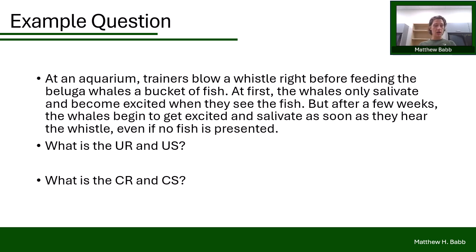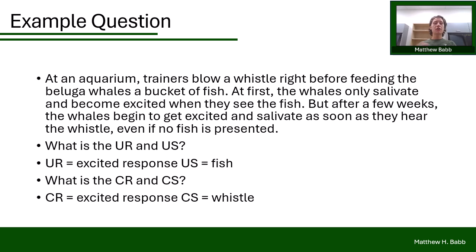But basically, the answer to this question would be that the unconditioned response is this excited salivation response, and the unconditioned stimulus is fish. So fish is causing this natural, excited salivation response. But then the conditioned stimulus becomes the whistle, right? Originally the whistle was neutral, but after repeated pairings, it becomes the conditioned stimulus, which then elicits the conditioned response of an excited salivation response. And so this is an example question, being able to identify what the UR, the US, the CR, and the CS are in a given scenario.